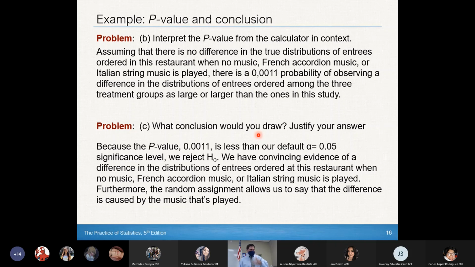Okay. So that is the difference between a conclusion and interpretation of the p-value. There's a distinction between those two things.